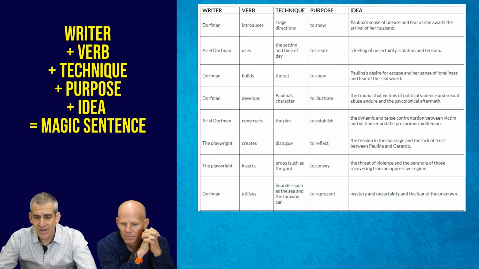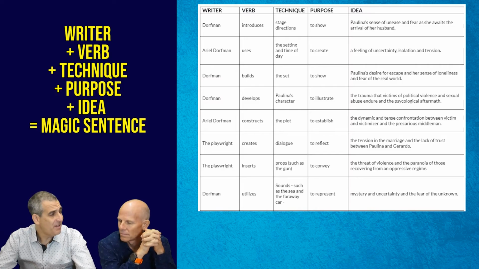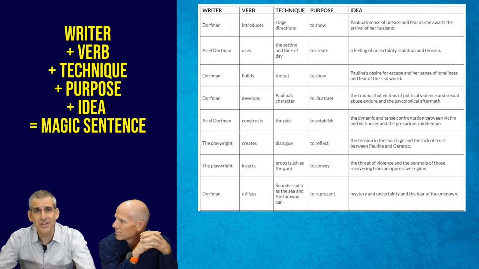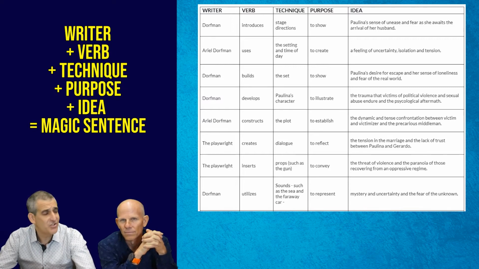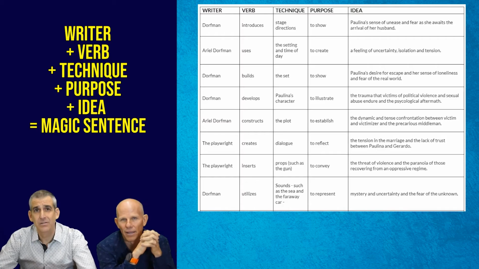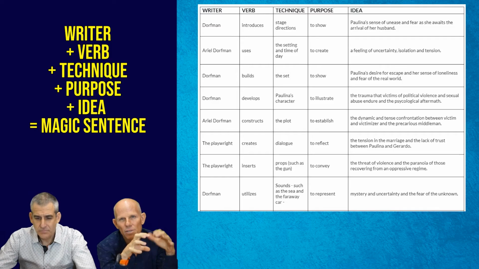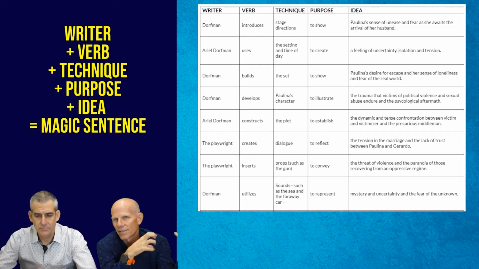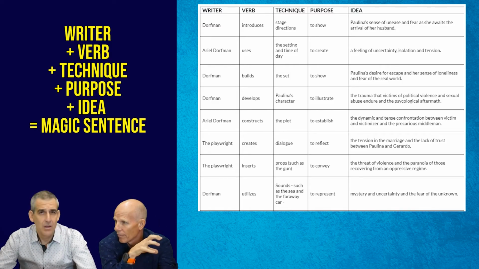Okay. Dorfman utilizes sounds, such as the sea and the faraway car, to represent mystery, uncertainty, and the fear of the unknown. Nice. I do like how you're using the parentheses to add additional information. Another thing, students, you might want to consider is using dashes to offset some of those phrases. Yeah, that's good. I think that might work as well. I like that too. You're linking that thing, and of course, this is going to go with a textual reference that might be a part of the paragraph.